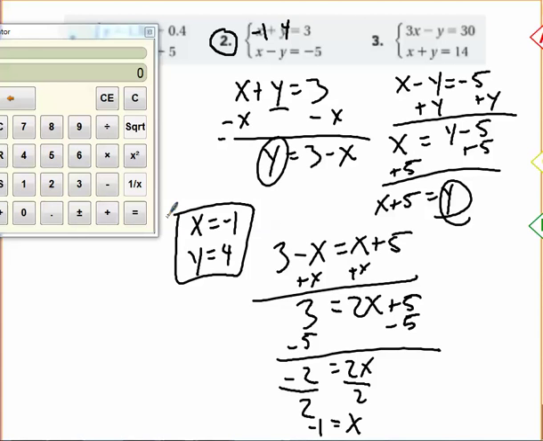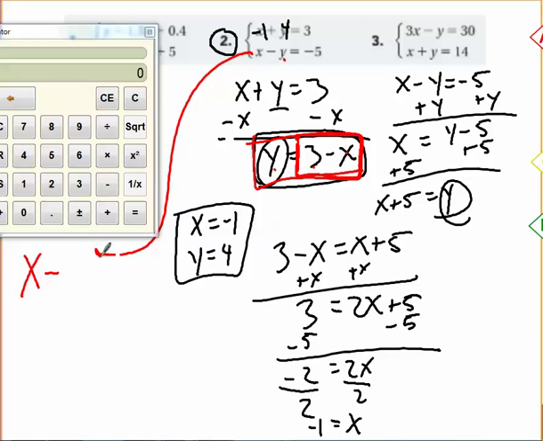Now, another way I could have done this is just to stop at this point, and that would mean that I could then plug this expression in for y over here, because y is equal to 3 minus x. So instead of this y, what can I write? 3 minus x. So I have x minus, I'm just rewriting this equation over here, x minus (3 minus x) is equal to negative 5. Let's see if I get the same answer for x.